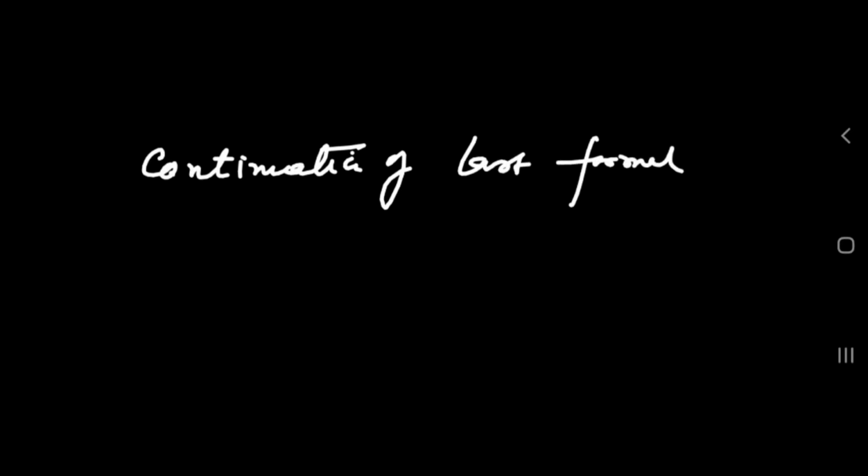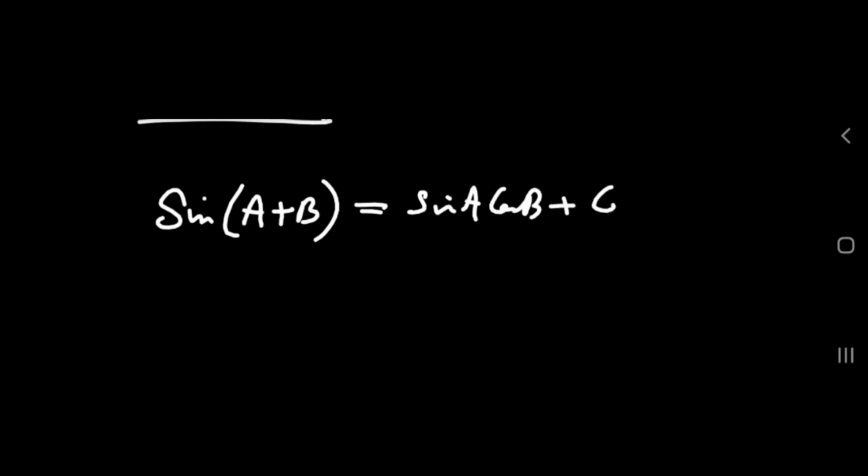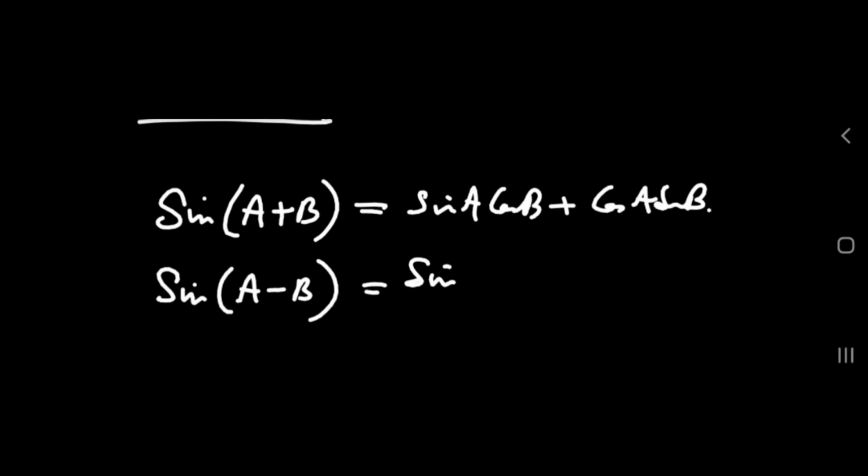It is a continuation of last formula derivation. So the next formula we will derive, all are coming from the basic formulas I told you. Sin(A+B) = sin A cos B + cos A sin B. Sin(A−B) = sin A cos B − cos A sin B.